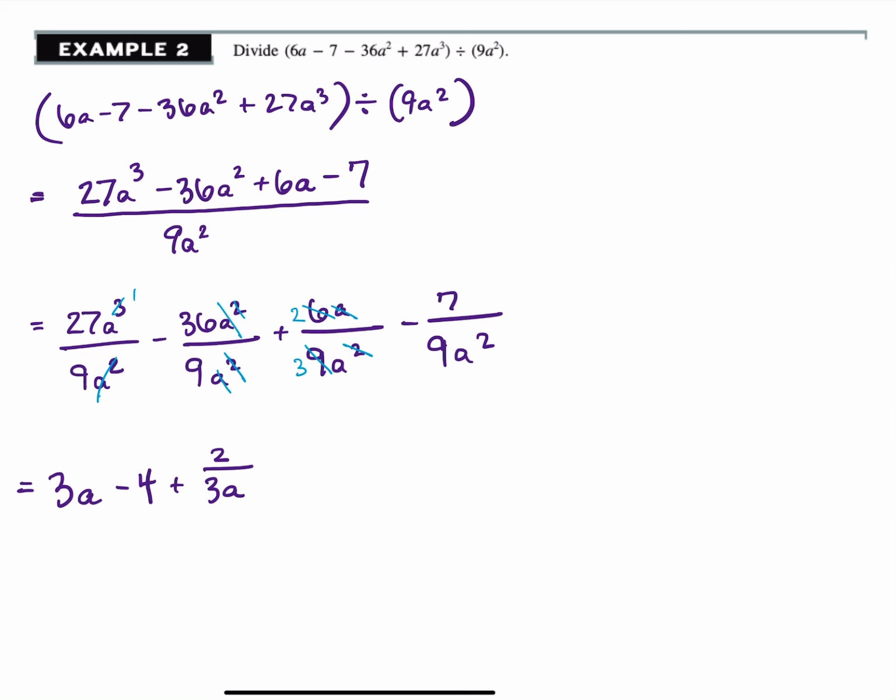If we did this as a subtraction of powers, we have a to the first power and then a to the second power on the bottom. So 1 minus 2 gives us negative 1, a to the minus 1 power, which places it in the denominator. And then our last term we'll have to just leave as minus 7 over 9a squared. There's nothing here that will cancel.